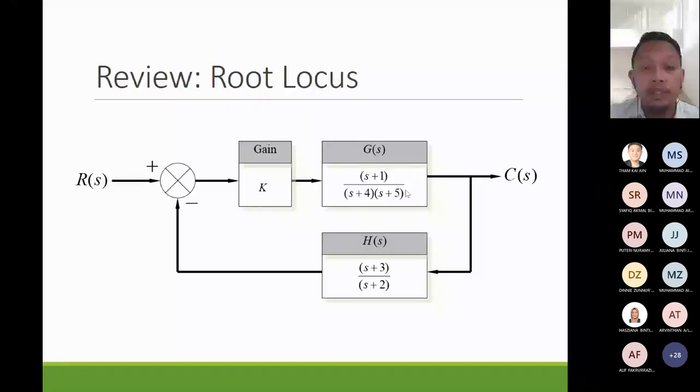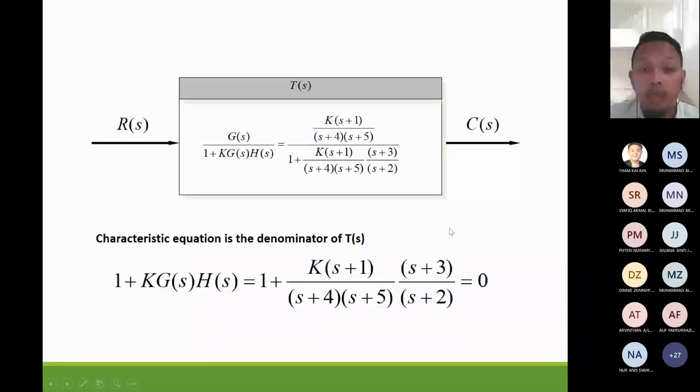All right, let's review a bit about root locus. Let's say you have a block diagram shown here. It's a feedback system. You have a forward transfer function with gain K and G(s), and then a feedback transfer function, which is H(s). Then we can find the closed loop transfer function by simplifying the block diagram, and then we take the denominator. It's also known as the characteristic equation. It's simply 1 plus KGH, based on the block diagram that I've shown earlier, and then equals 0, so that we can find the poles of the closed loop transfer function.